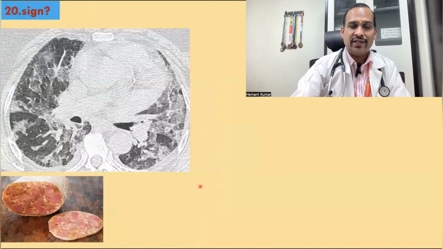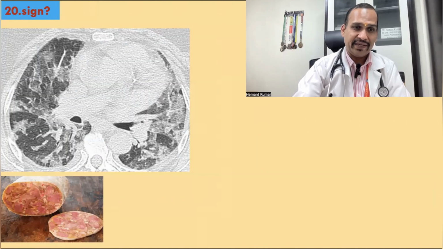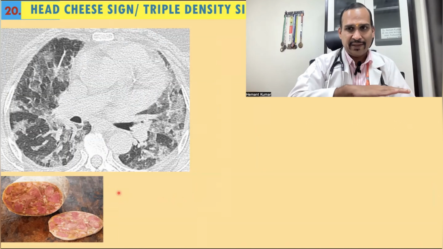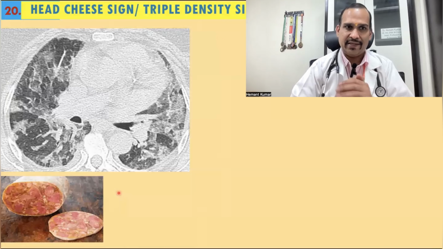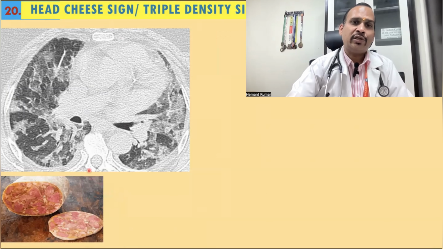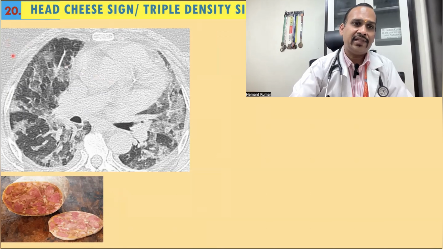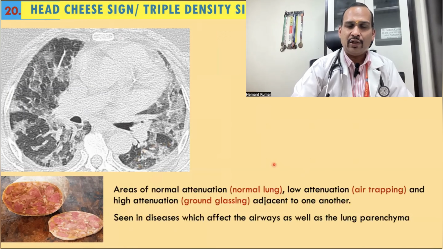Now, what is this sign? In this sign, it looks like meat. This is head cheese sign or triple density sign. Head cheese sign is the previous name, but the current name is triple density sign. What is triple density sign? As the name suggests, we will see three opacities: ground glass opacity, air trapping, and normal lung. We can find normal lung, air trapping because of small airway obstruction, and ground glass.